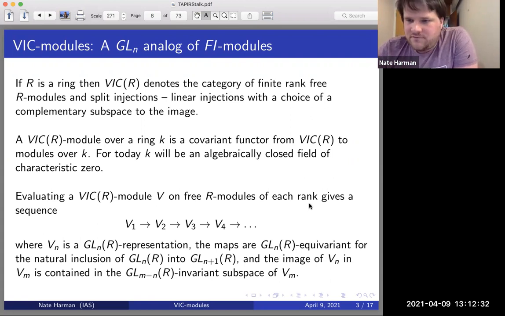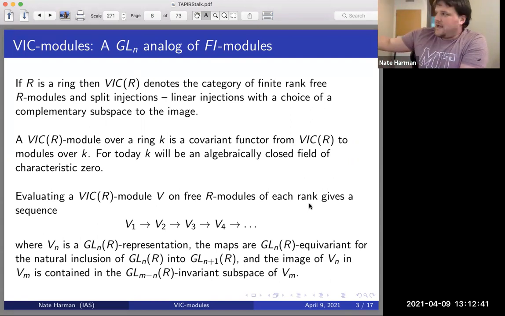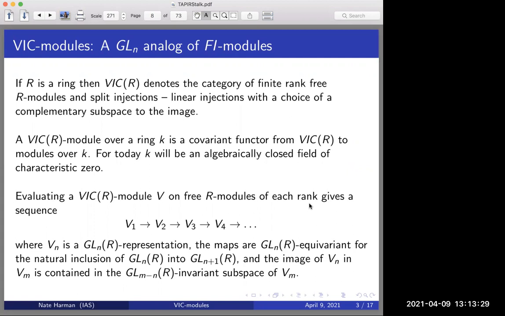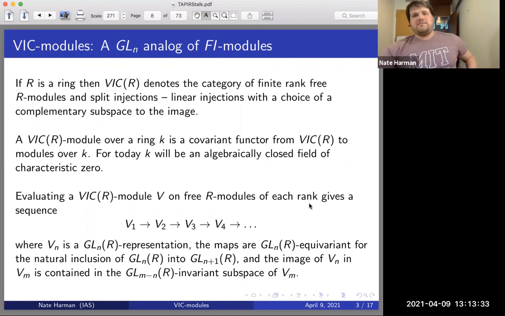And then the key VIC property is that if I take Vn and map it into Vm for some m much larger, then this complementary copy of GL_m-n, now lower right block matrices, has to act invariantly on your image. If you've gotten into the weeds of working with FI modules as a sequence of representations, this should be very familiar. This is the same setup, but we have GL_n instead of S_n. All right, so these are VIC modules.